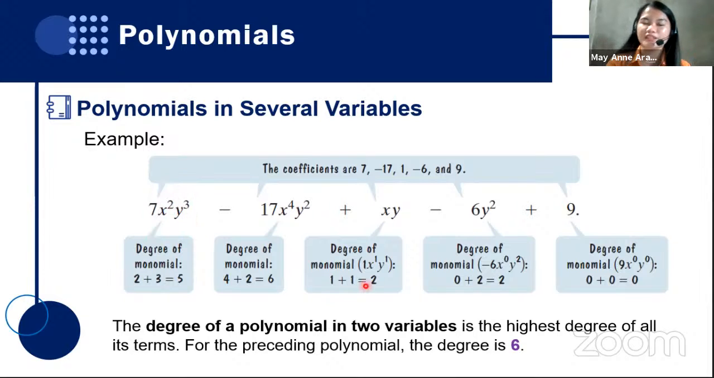So, the degree of the polynomial itself is the highest one. So, which is the highest here? This one. 4 plus 2 is 6. So, therefore, the degree of this whole polynomial is 6. So, you just look. You just add if there are 2 variables or more, 3 variables. Just add all the exponents to find the degree of that polynomial.